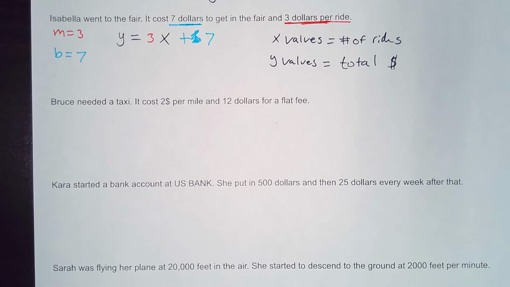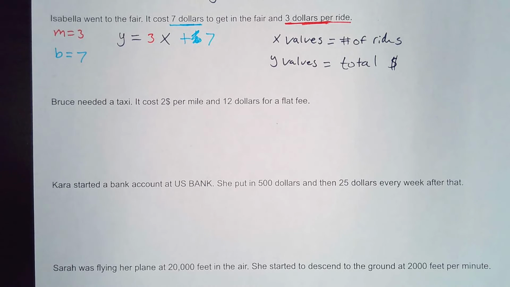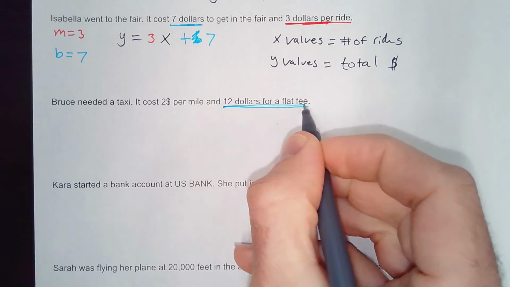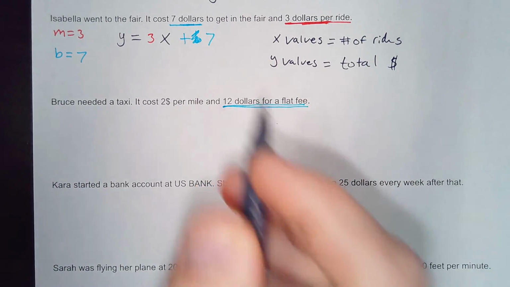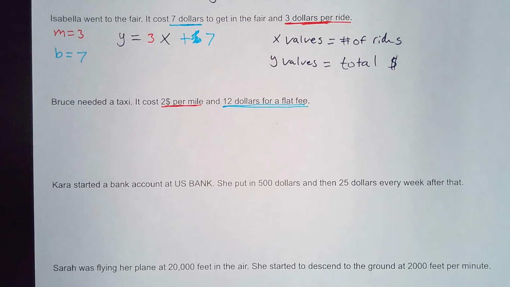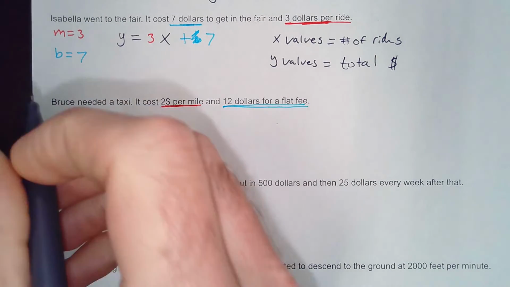All right, let's do another one. Bruce needed a taxi. It cost $2 per mile and $12 for a flat fee. So flat fee, we said, is our b value. So that means basically it costs $12 to get in the taxi, and then per, so $2 per mile to ride in the taxi for however many miles.